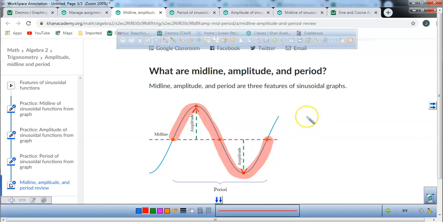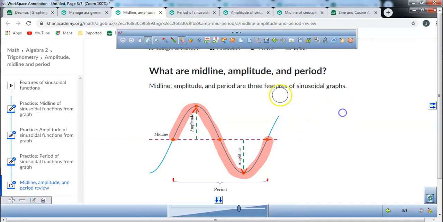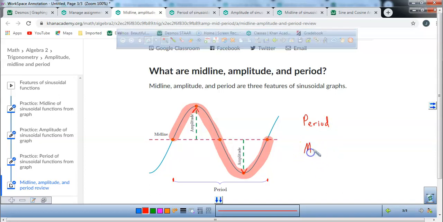Now, the amplitude is always going to be positive, okay? And then you'll notice right here, here's the period. It starts here and it finishes there. That's the period of the graph. And so those are the three features. All right, what are the three features? The period, the midline, and the amplitude.